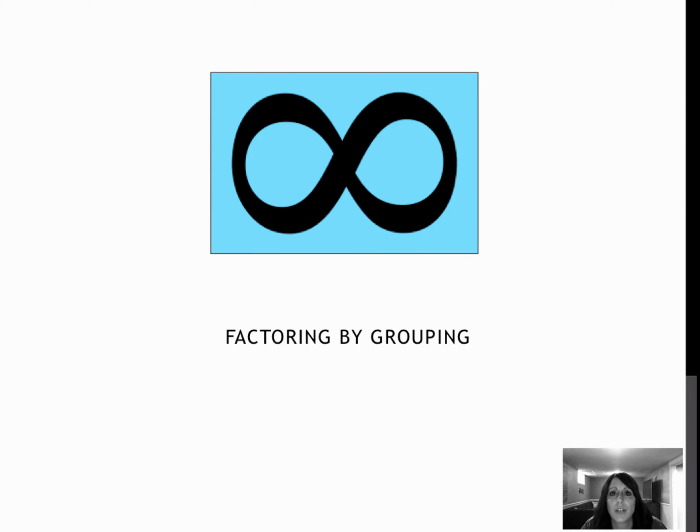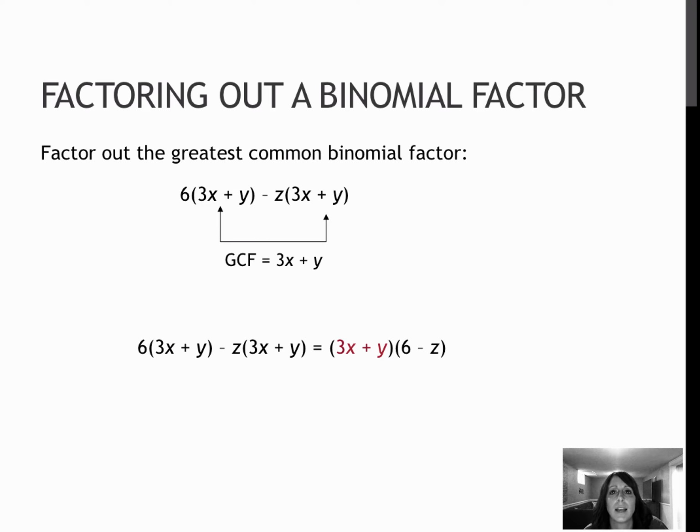This lesson is on factoring by grouping. When we factor by grouping, it tends to be when we have four terms in a polynomial. So this step that I'm showing you right now is actually the second step of factoring by grouping, but I wanted to show this to you so you can understand what's going on.